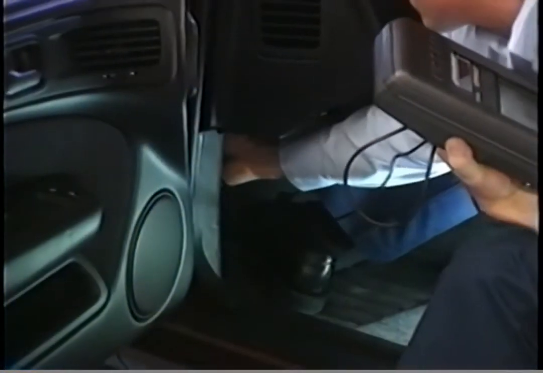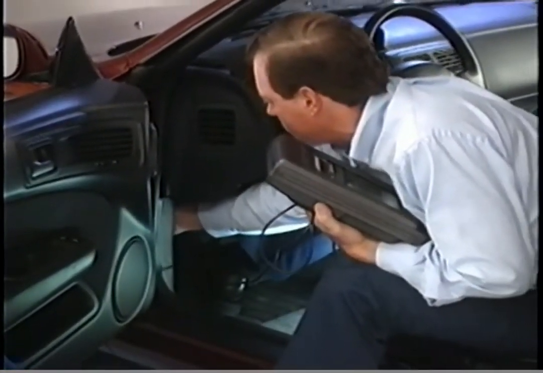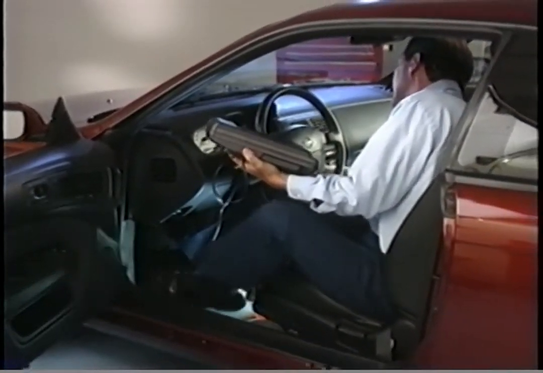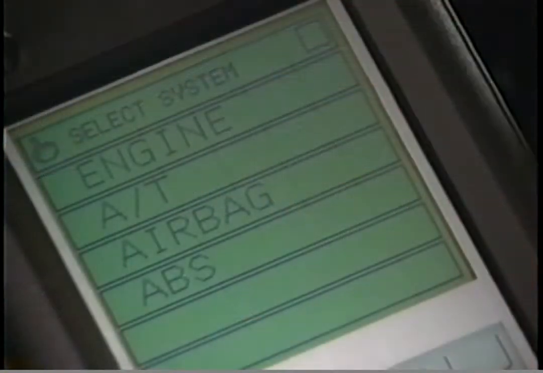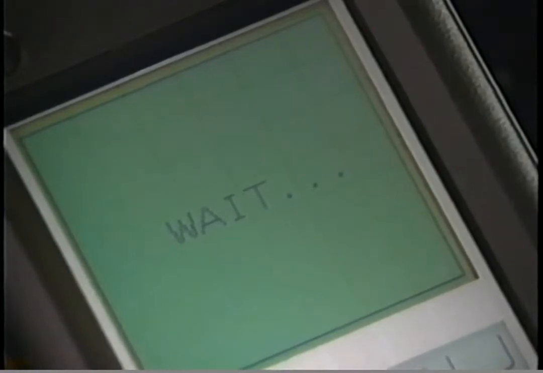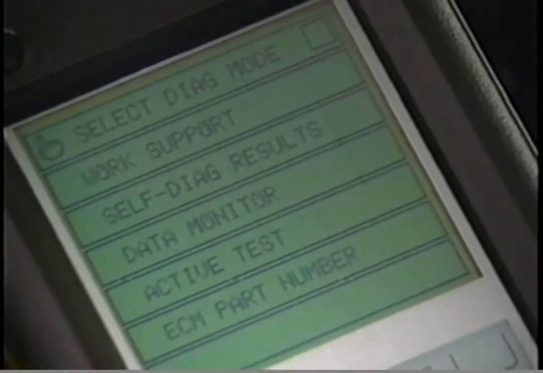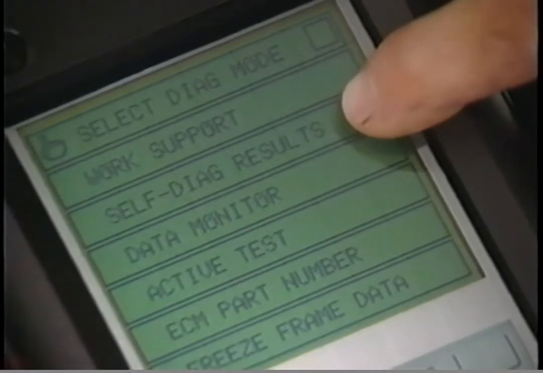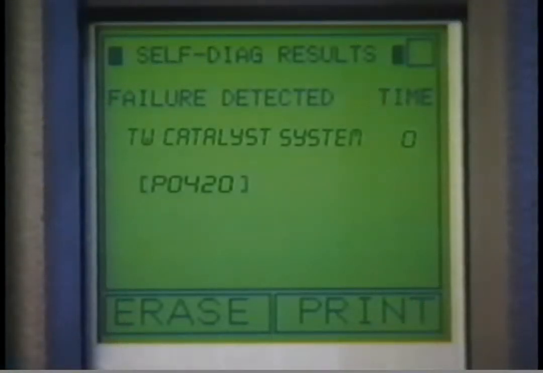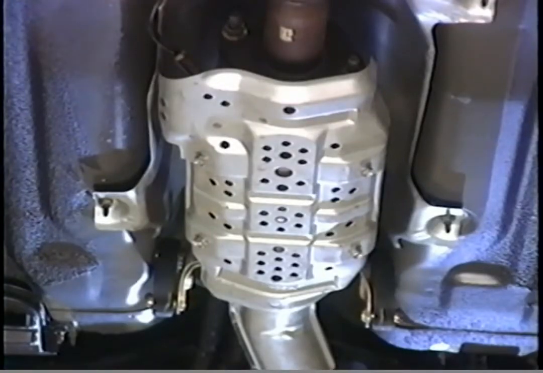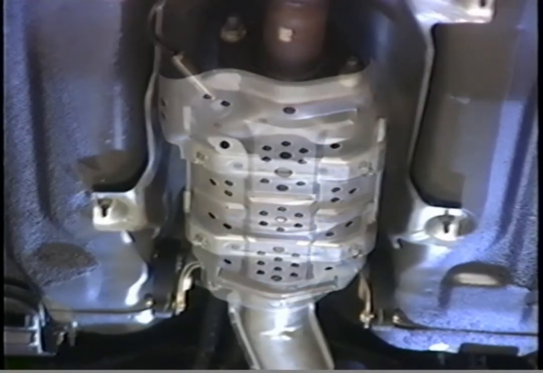Let's look at an example of how to use Consult to diagnose and repair an emission system malfunction, which was signaled by the MIL. To isolate the malfunction, connect Consult, touch Engine, then touch Self-Diagnostic Results. From the standardized DTC of P0420, we find the catalytic converter has deteriorated to a point where it no longer meets emission standards.